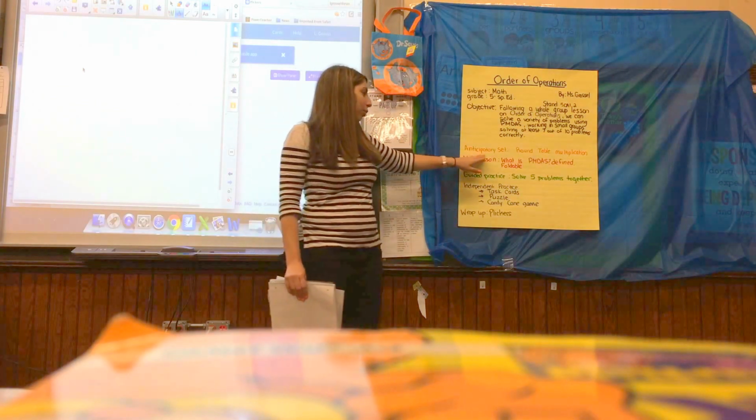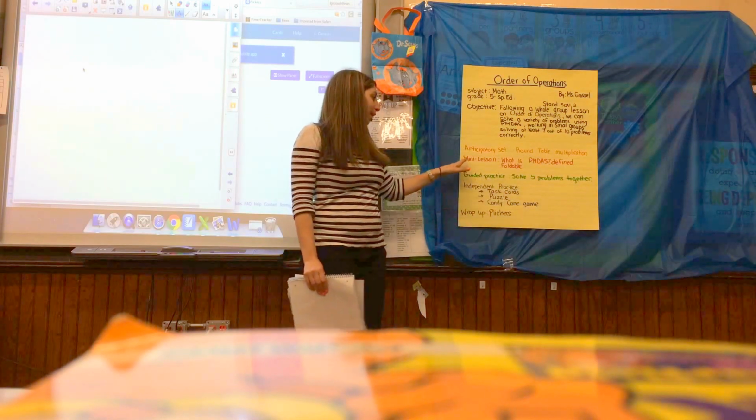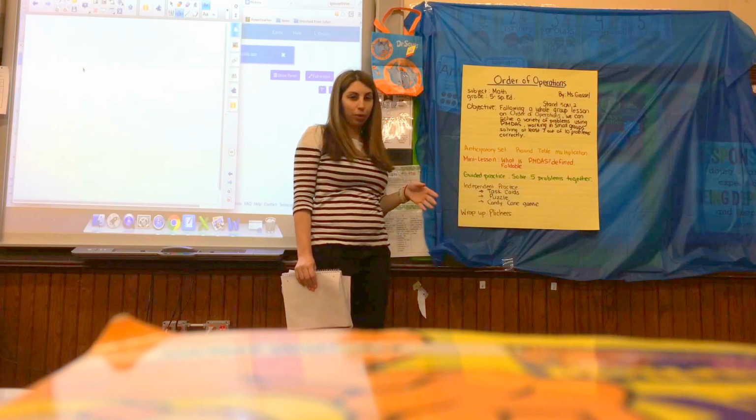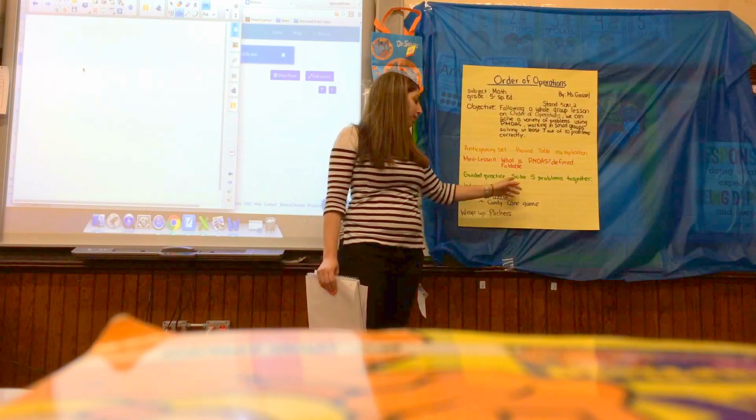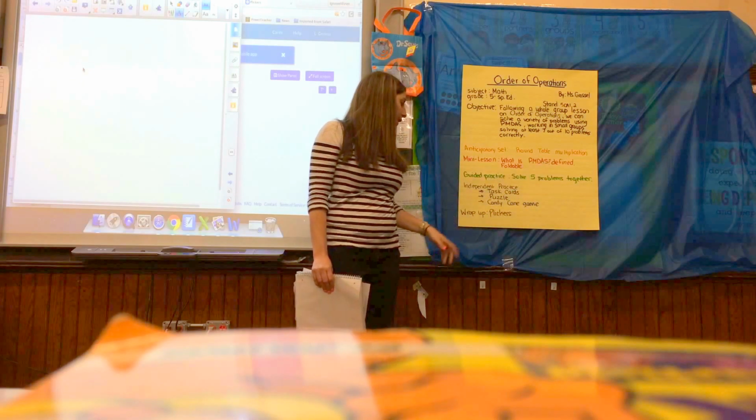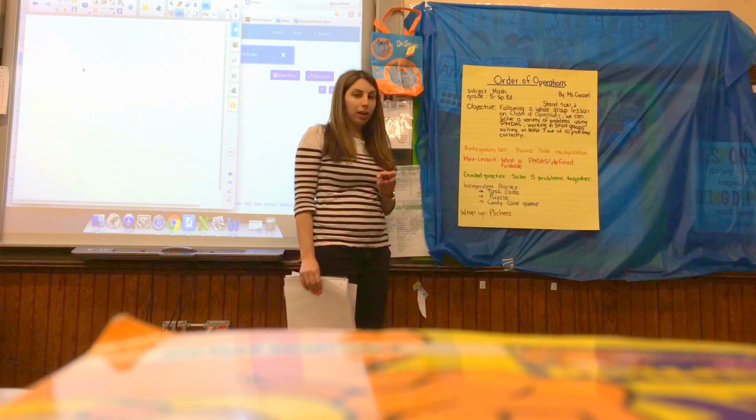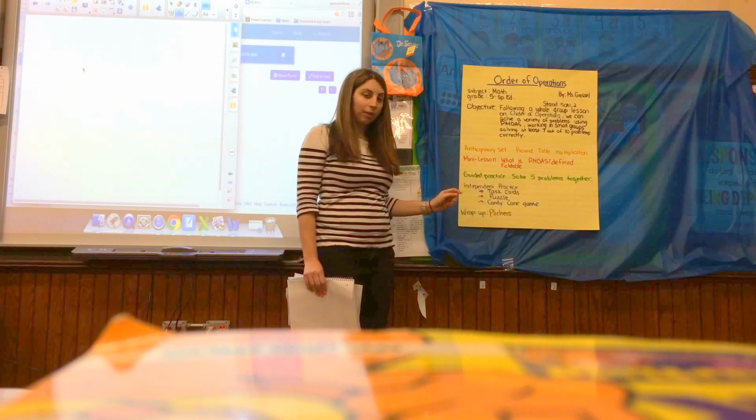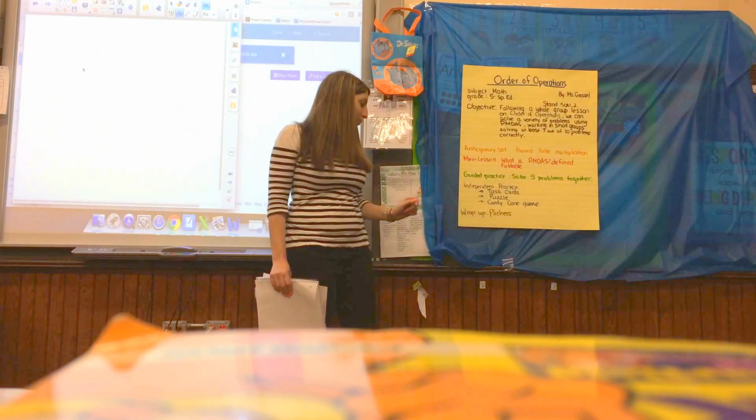Today my anticipatory set would be round table multiplication. My mini lesson would be what is PEMDAS, define it, and we'll create a foldable together. My guided practice will be to solve 5 problems together. And my independent practice, students will have 3 different centers to choose from. They can do task cards, they can do a PEMDAS puzzle, or they can do a candy cane game.